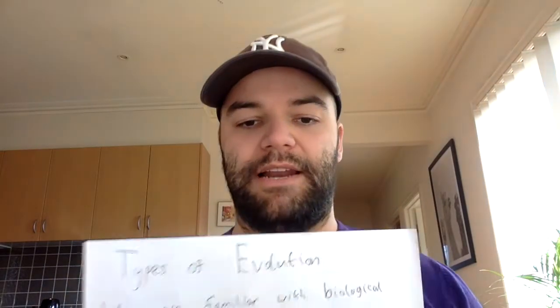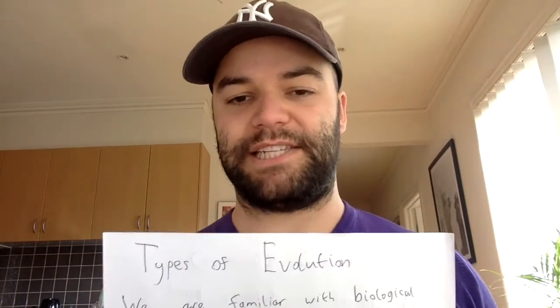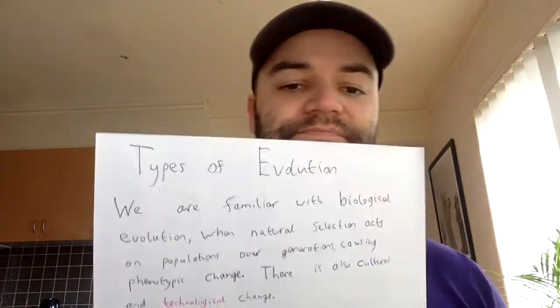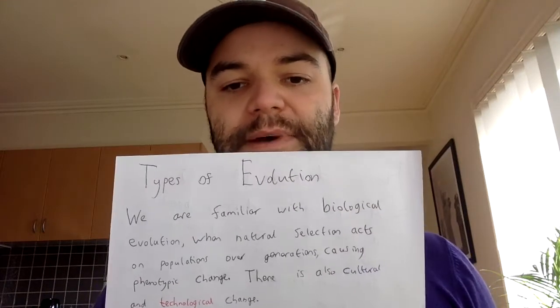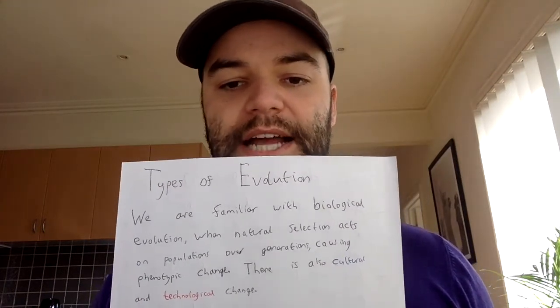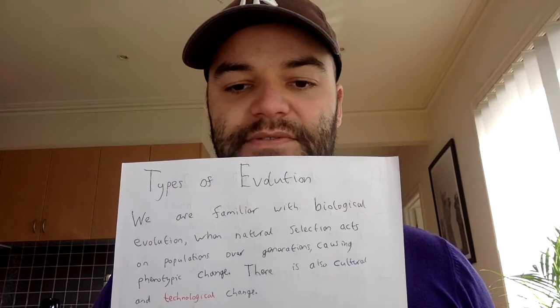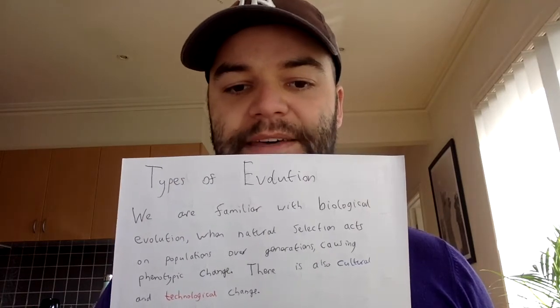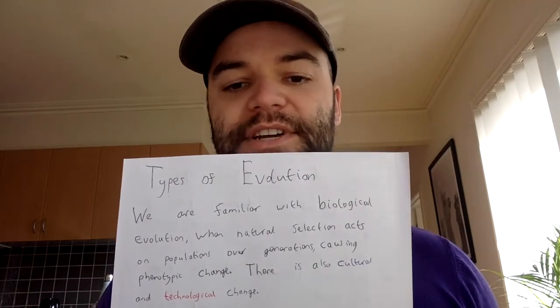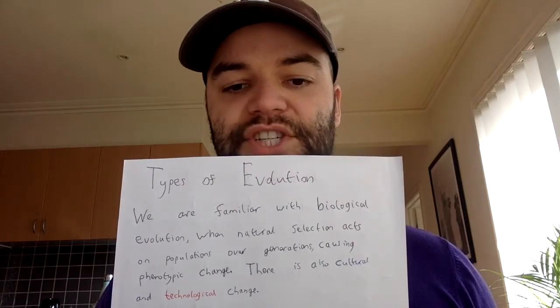Now we're just going to have a quick look at types of evolution. This is just a quick thing because parts of this have been taken out of the study design. So far we've talked lots about biological evolution. It's when natural selection acts on populations over many generations, which causes change in their phenotypes over time. But there is also cultural and technological change.